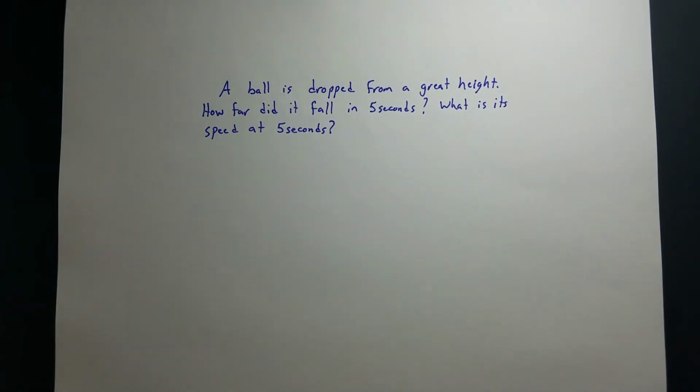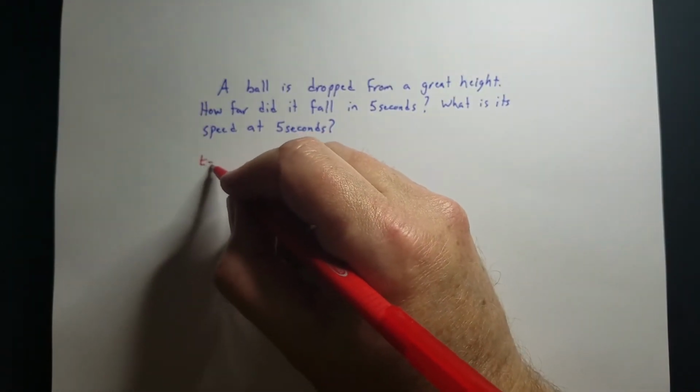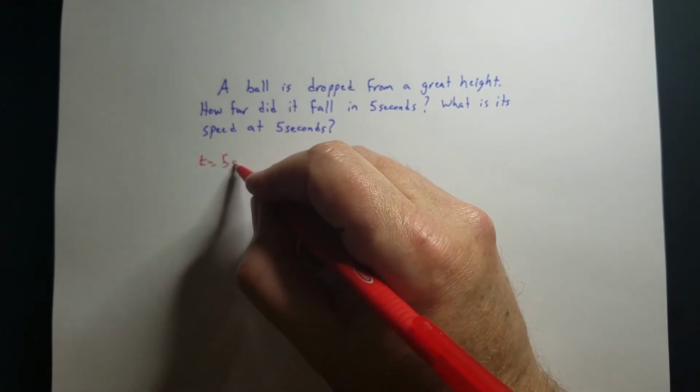Let's look at this first problem. We've just got a ball that we're going to drop from a great height. They usually say that to make sure they have enough room. How far will it fall in 5 seconds? And what is its speed after 5 seconds? Well, here's the thing. They don't give you a lot of information here. We just know that time is 5 seconds.